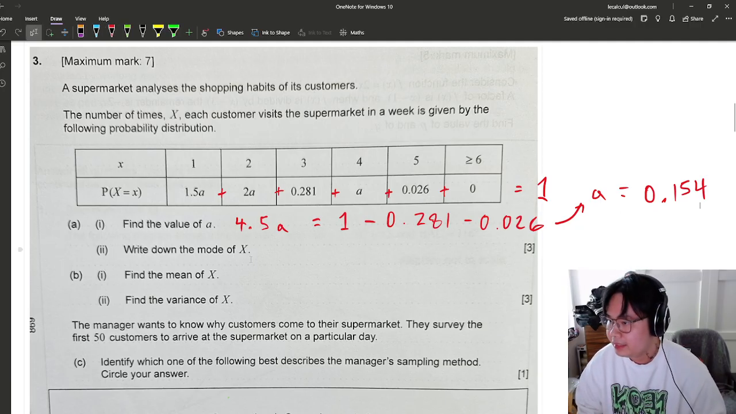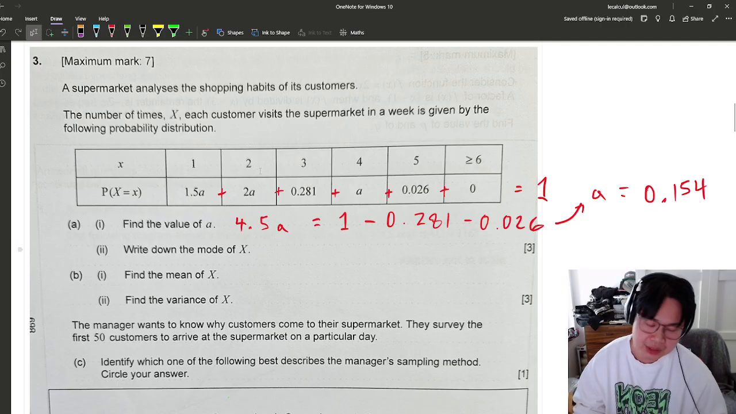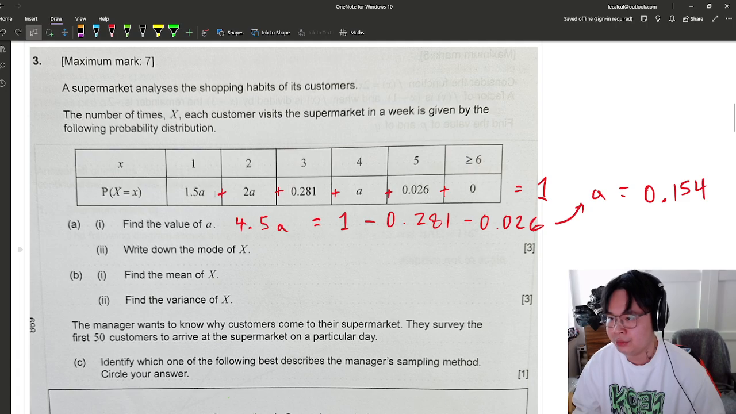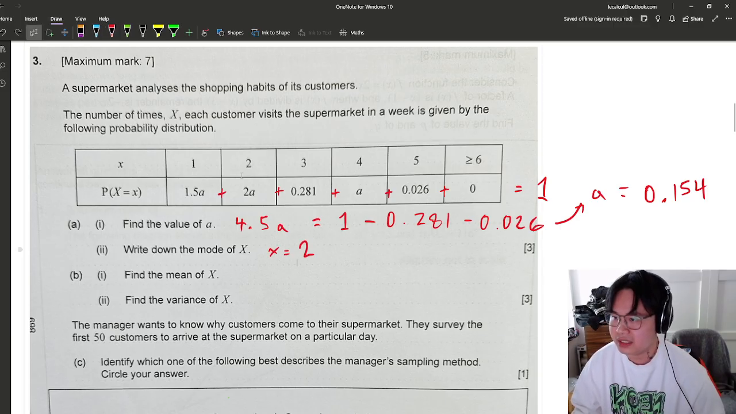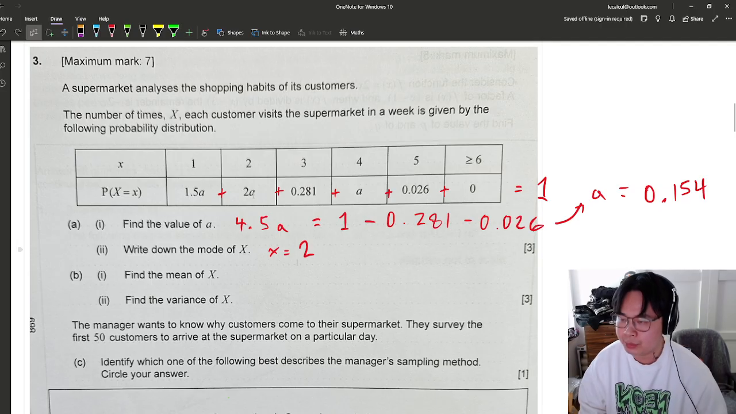Okay. Next up, write down the mode of X. So the mode of a random variable is the event that is most likely to appear or would appear the most. In other words, that's the one with the highest probability. If A is 0.154, then I believe X being 2 is the mode, because then 2A would be more than 0.3, so it's the highest value here.